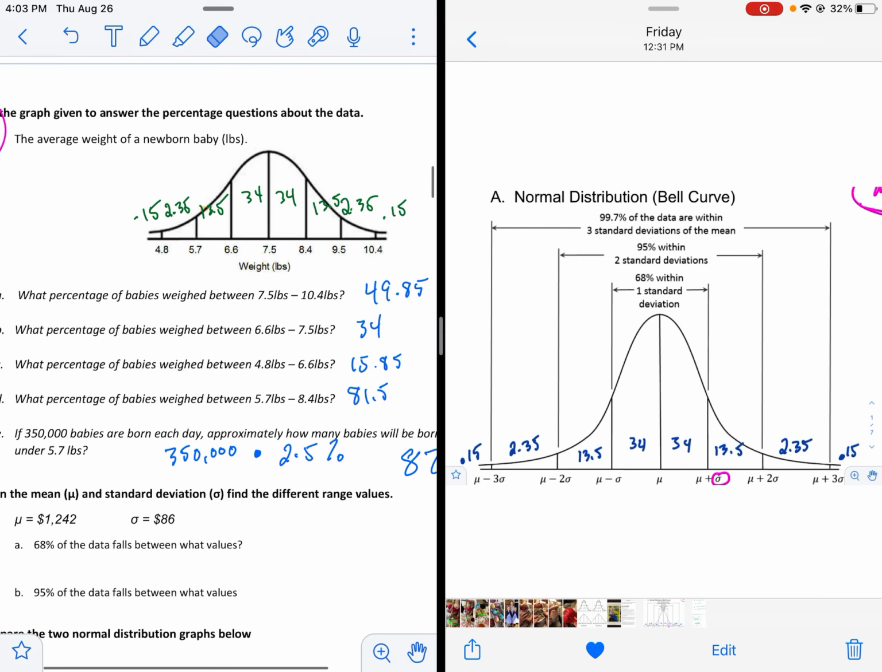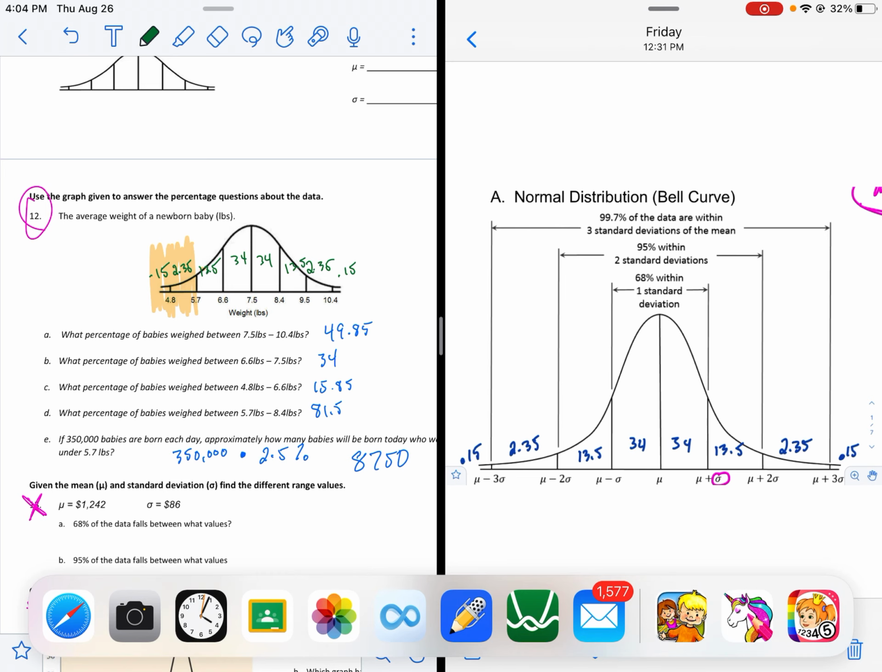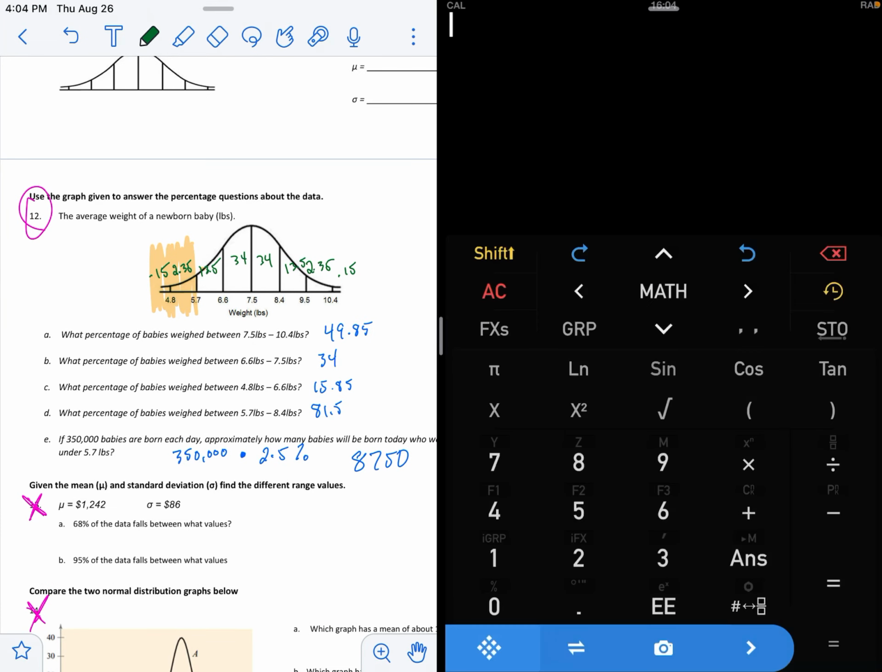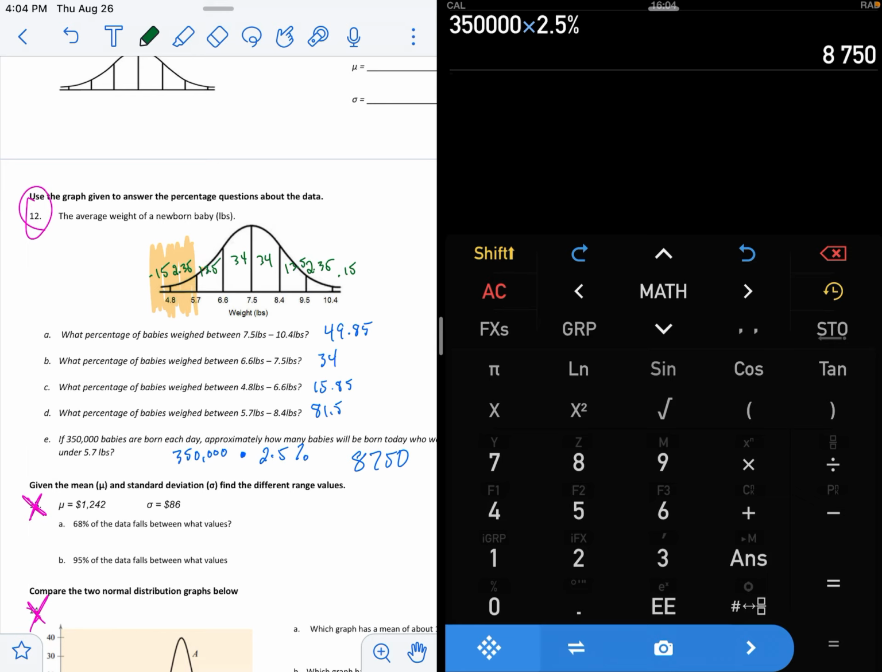If 350,000 babies are born, how many babies will be born under 5'7"? Under 5'7". That's these 2 boxes. So 0.15 plus 2.35 is 2.5. I'm going to go to the calculator now. It says 350,000 babies, so whatever the percentage that we figure out, you just multiply by 350,000. So times 2.5. You could either change it to a decimal, or second 0 is the percent button. The calculator will do that for you. 8750.